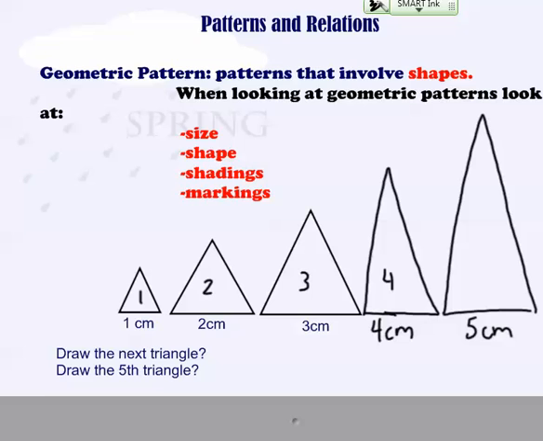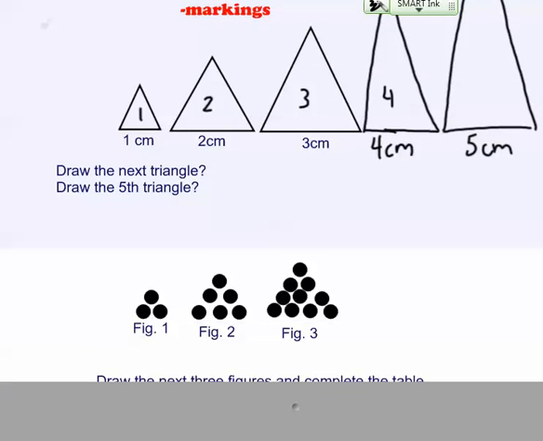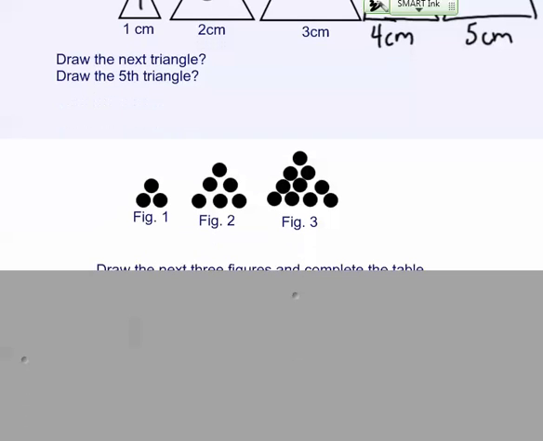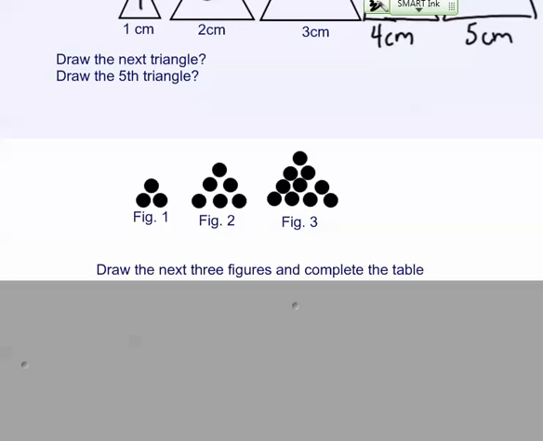So let's go down. Here's another one. We kind of did this one, it was on your benchmark, I believe. It says, draw the next 3 figures and complete the table. So first of all, let's draw the next 3 figures. This is figure 1, figure 2, figure 3. So I need figure 4, figure 5, and figure 6.